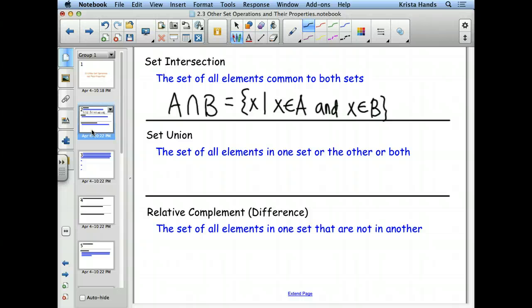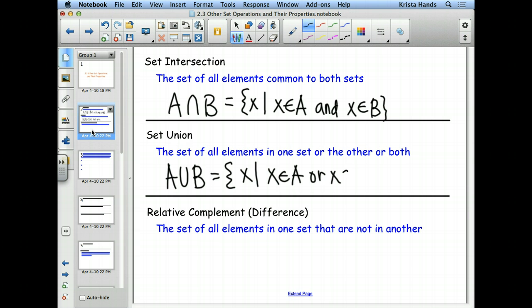All right, a set union is a set of elements where the elements are in one set, the other set, or both. Let me show you the union notation, and then we'll talk about how we think about union. So this is the set of all x, such that x is an element of A, or x is an element of B. It does not need to be an element of both of them. Either one or the other is fine. If it does happen to be an element of both of them, so much the better. It gets included as well.